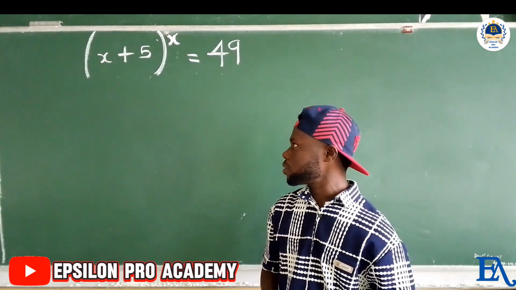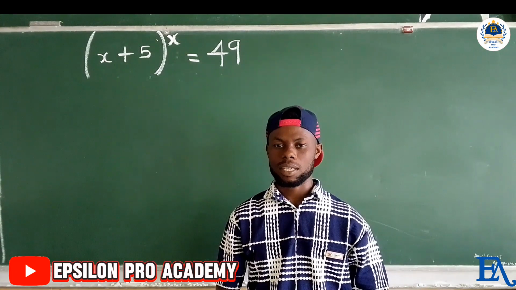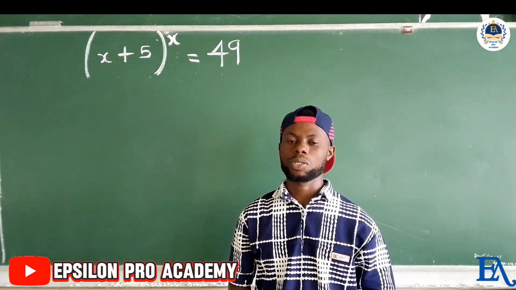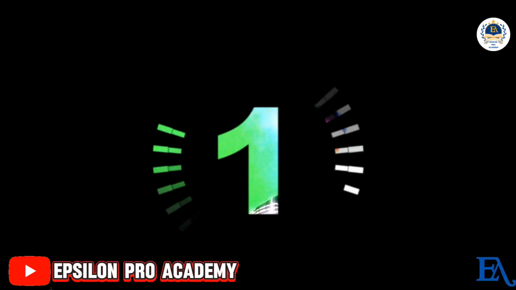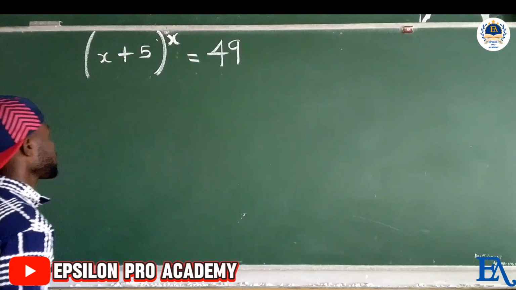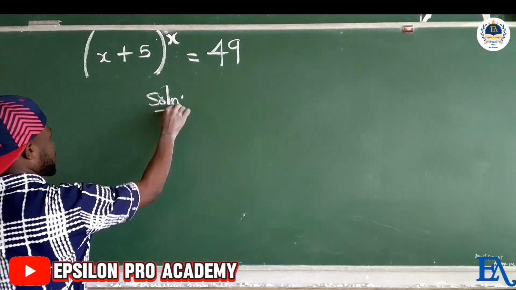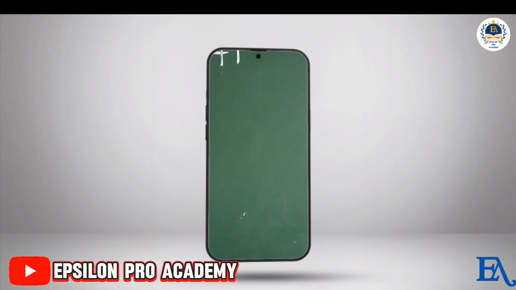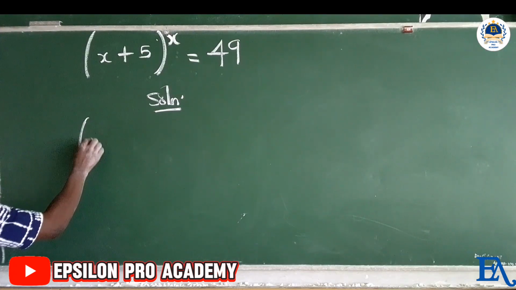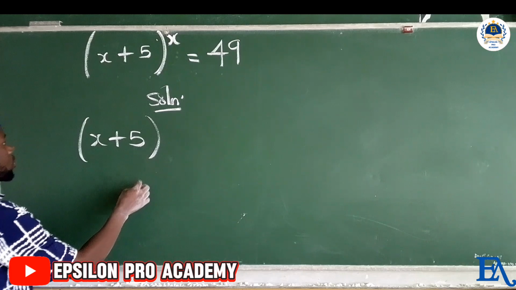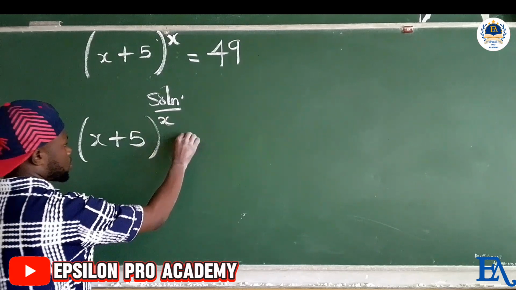First, the question on the board is quite complicated. It's not that simple. But if you think it's really simple, solve it before resuming the video. The first thing we have to do is solution. Now what is given to us is (x + 5)^x = 49.